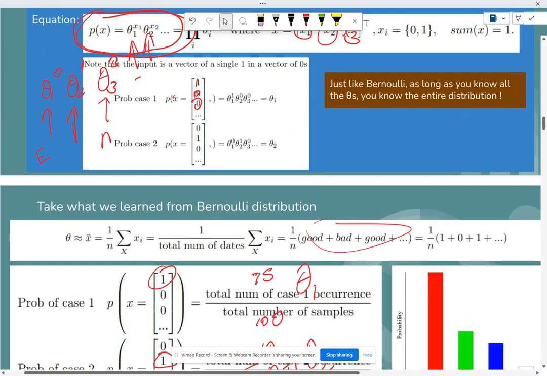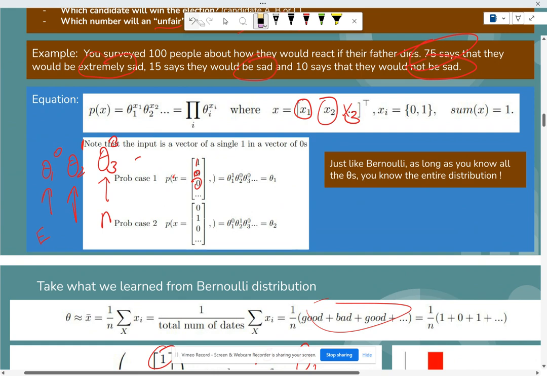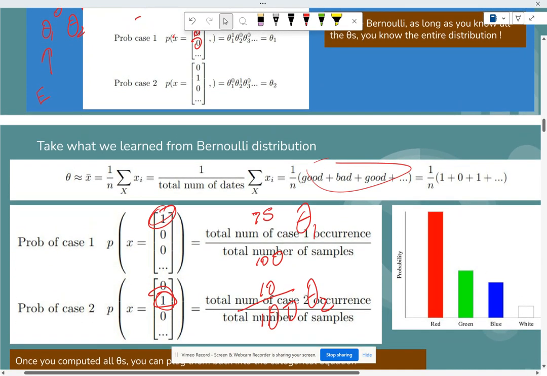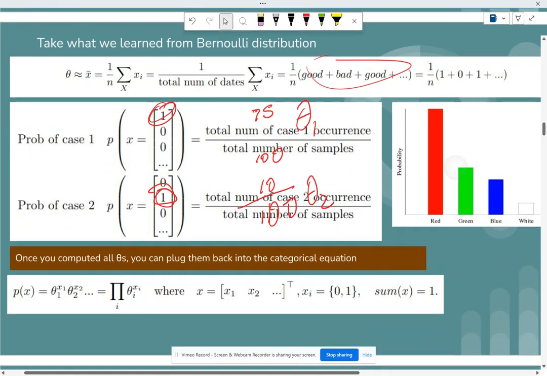And once you have theta 1, theta 2, once again, it's pretty easy. You now have an equation. And then you just simply plug in x, a vector, and it will tell you the probability. Okay?